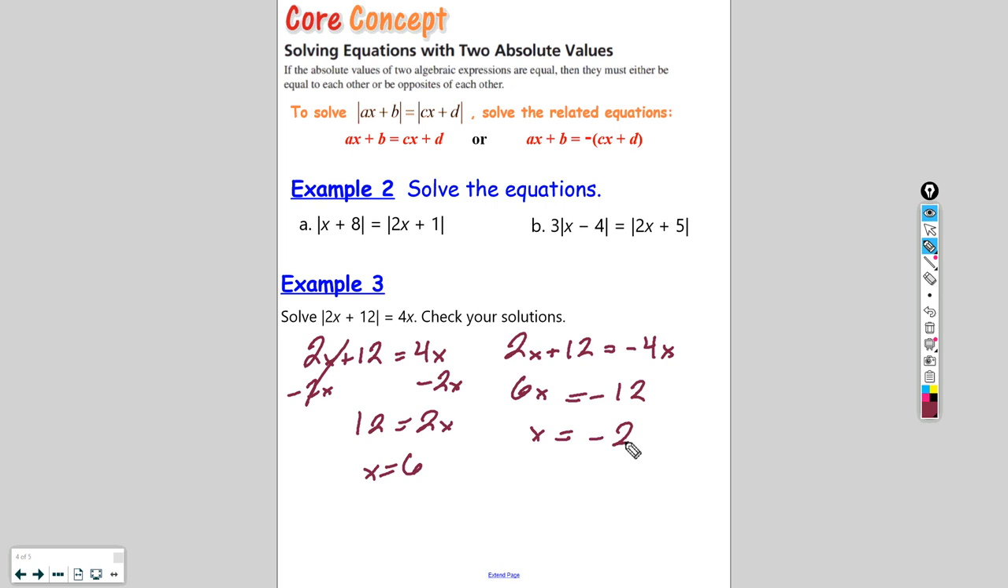negative 2. All right, it's important to check our solutions, especially in this case where we have an expression on the right with a variable, because when we plug this back in, we'll see that maybe one of them works and maybe one doesn't. So if we plug in 6, right, we're going to get the absolute value of 2 times 6 plus 12.